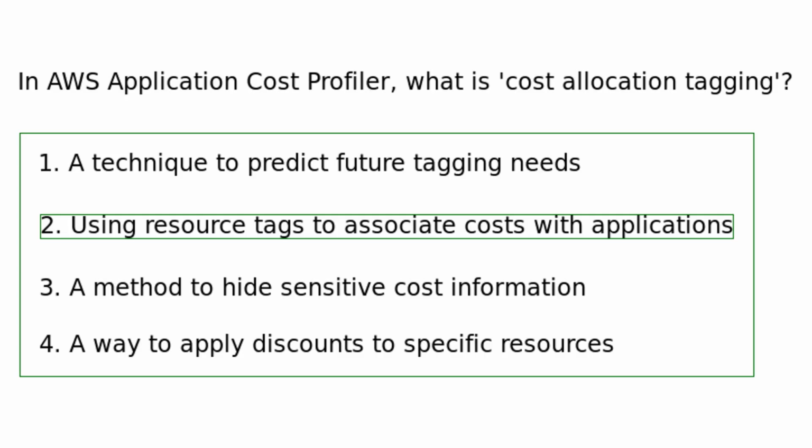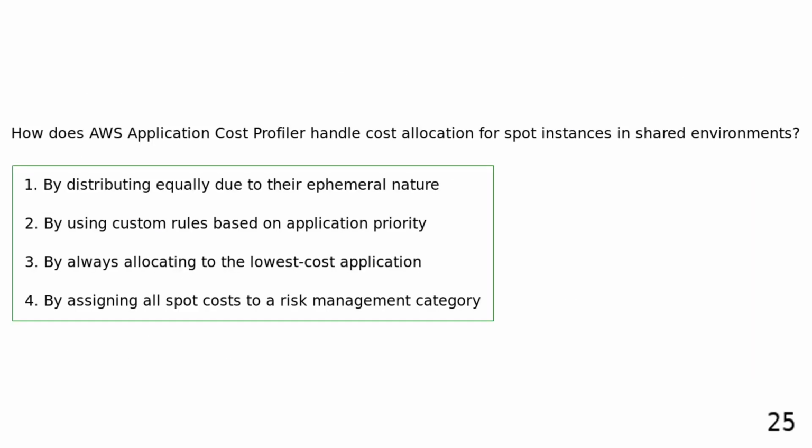Cost allocation tagging in AWS Application Cost Profiler involves using AWS resource tags to associate shared costs directly with specific applications or services. How does AWS Application Cost Profiler handle cost allocation for spot instances in shared environments?